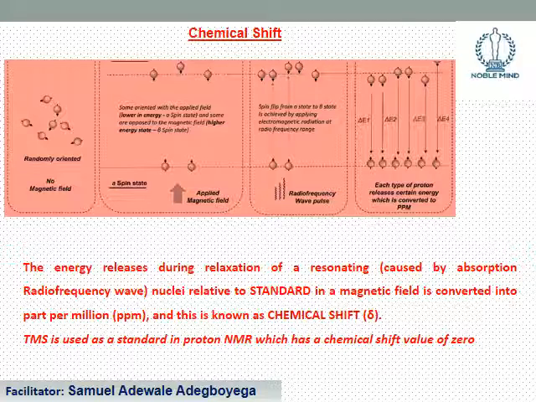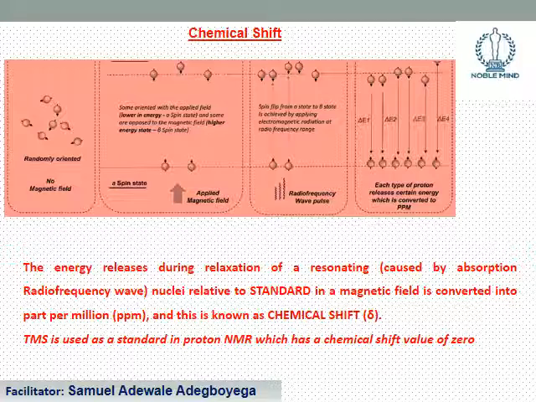Let's talk about chemical shift. When atoms' nuclei are placed in an external magnetic field, or applied field, they spin. We have discussed that during our introductory part. So you have spin orientation up or down. You have a spin state.